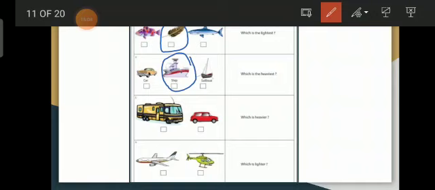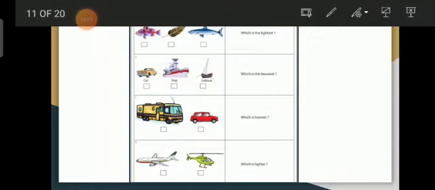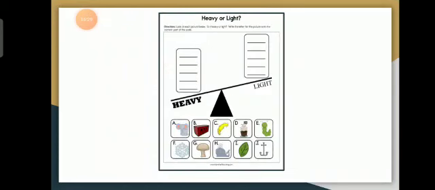Which is heavier? Bus or a car? This one, bus. Which is lighter? Aeroplane or a helicopter? From these two, helicopter is the lighter one. Okay, is this clear now? Let me erase my rough work. Okay, move to the next slide.